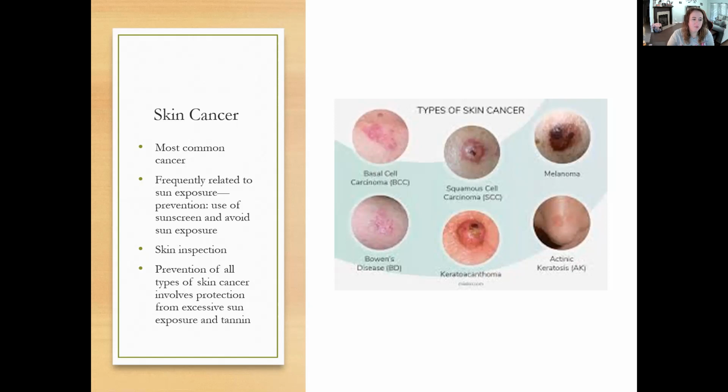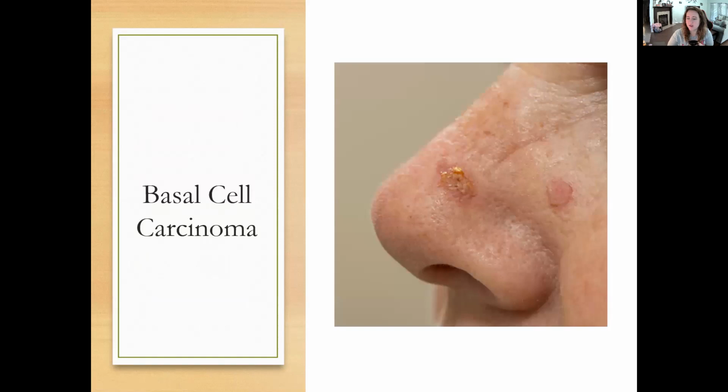Prevention of skin cancer involves protection from excessive sun exposure and tanning. Okay, and here's a picture of some of the different types, and we're going to talk about basal cell, squamous cell, and melanoma in particular. So basal cell carcinoma, you're going to see this on the sun-exposed areas of the body, such as the face, neck, hands, scalp, ears, back of the ears.